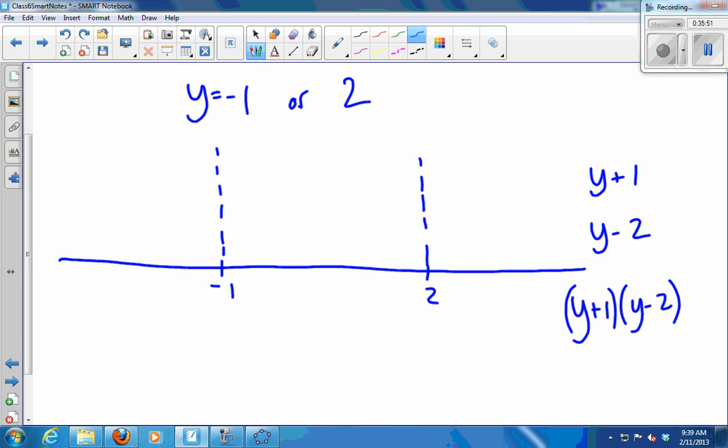If I plug in y smaller than -1, it's going to be negative. So I have negatives over here. If I plug in between -1 and +2, I'm going to get positives. And if I plug in a value bigger than 2, I also get positives. Then I look at the y minus 2 factor. If I plug in a number less than -1 in for y, I'm going to get a negative. Plug in a number between -1 and 2, I'm going to get a negative.